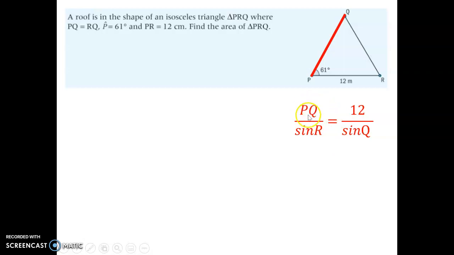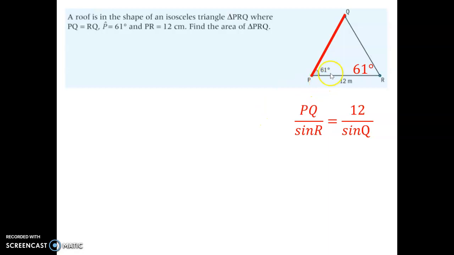But here I can see I'm missing PQ, I'm missing R, I'm missing Q. Our goal is PQ, so if I can just find out what angle R and angle Q are, I can use the sine rule. So, do we know what R and Q are based on isosceles triangle? Okay, yes we do. In an isosceles triangle, the two base angles are congruent. Okay, they're the same. So, we know that this angle here and this angle here must be the same.